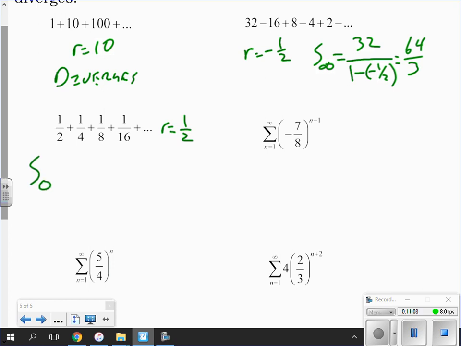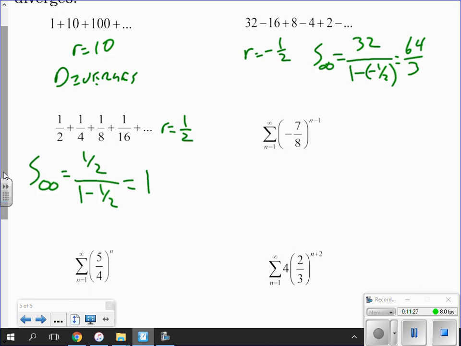So the sum of my infinite series, and I like to put that, though you don't have to put the infinite part, is my first term, 1/2, divided by 1 minus my R, which in this case is also 1/2. And if I add up 1/2 plus 1/4 plus 1/8 plus 1/16, I get 1.